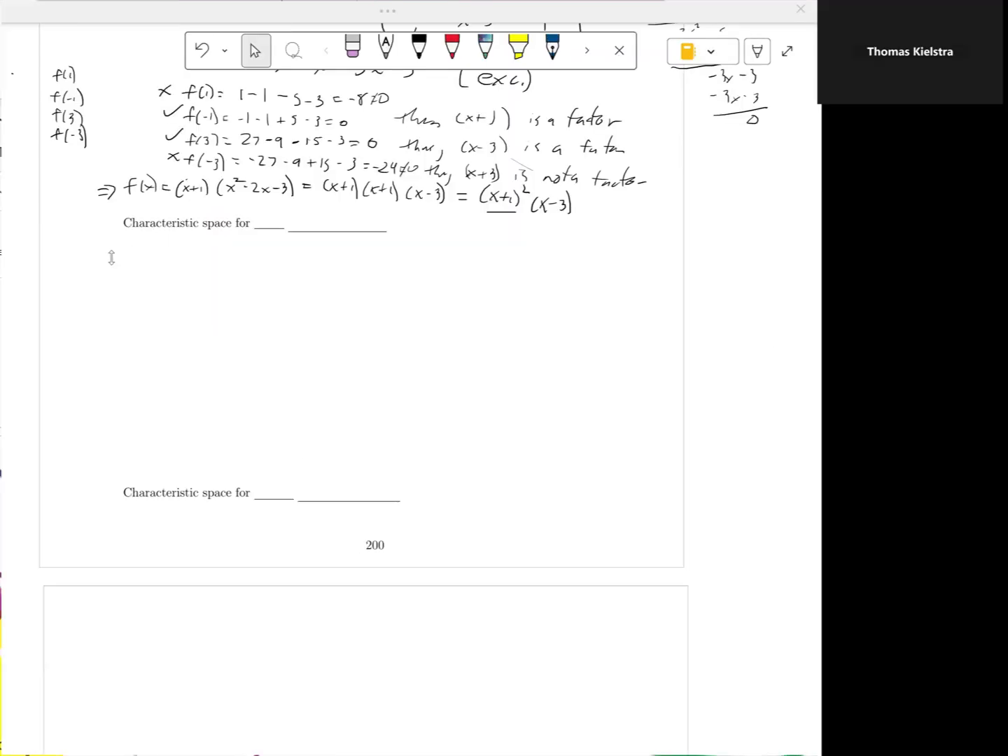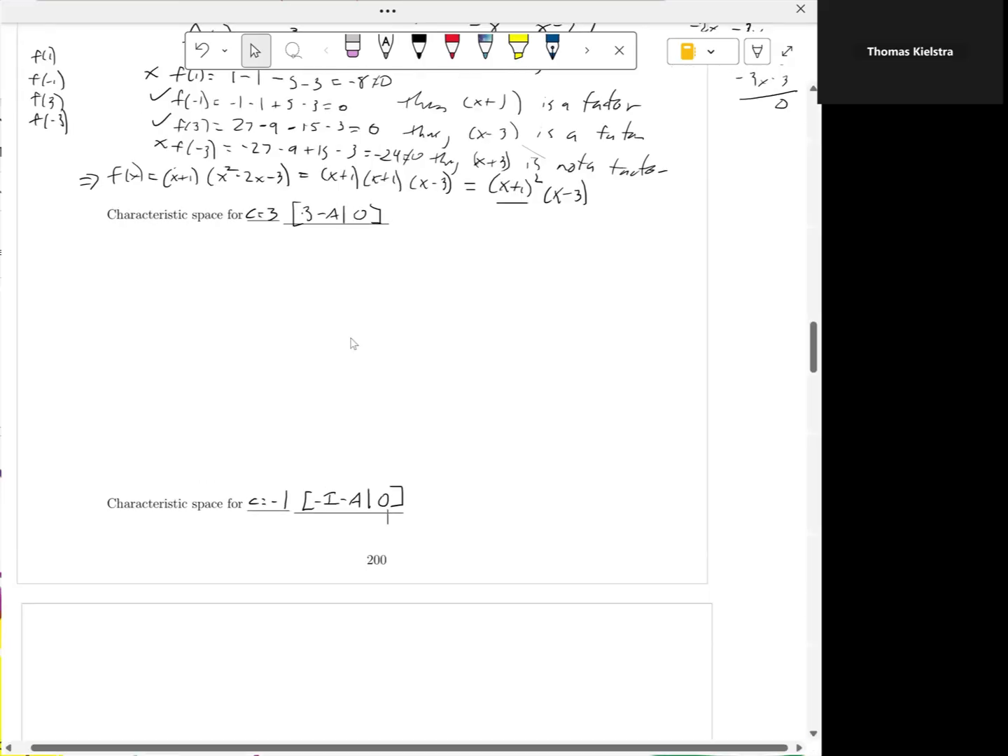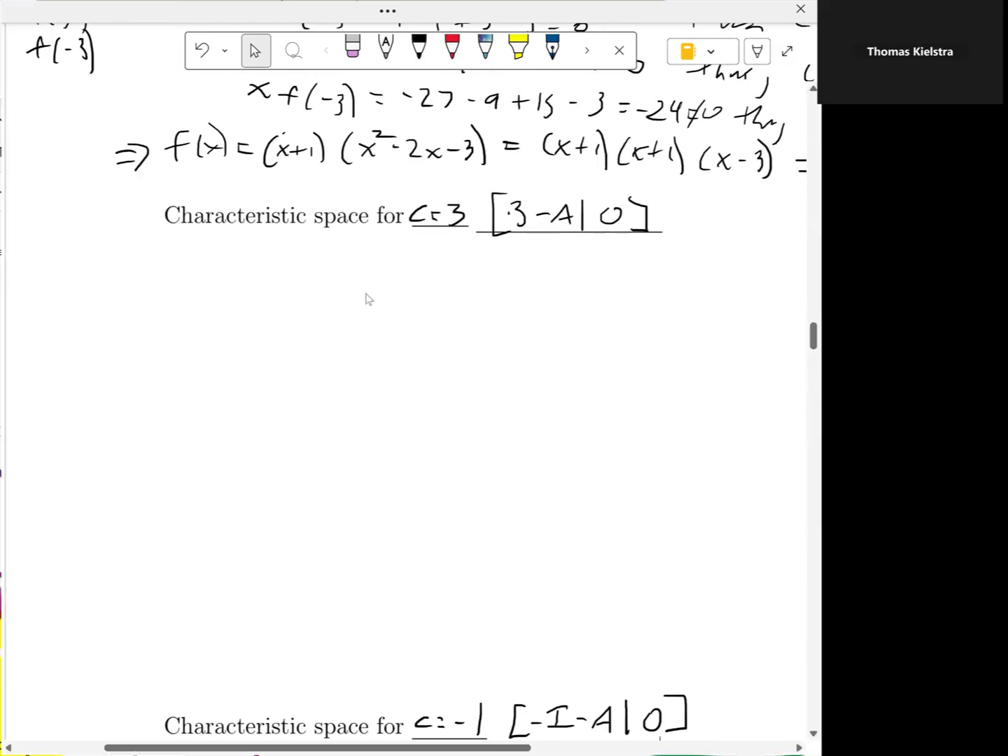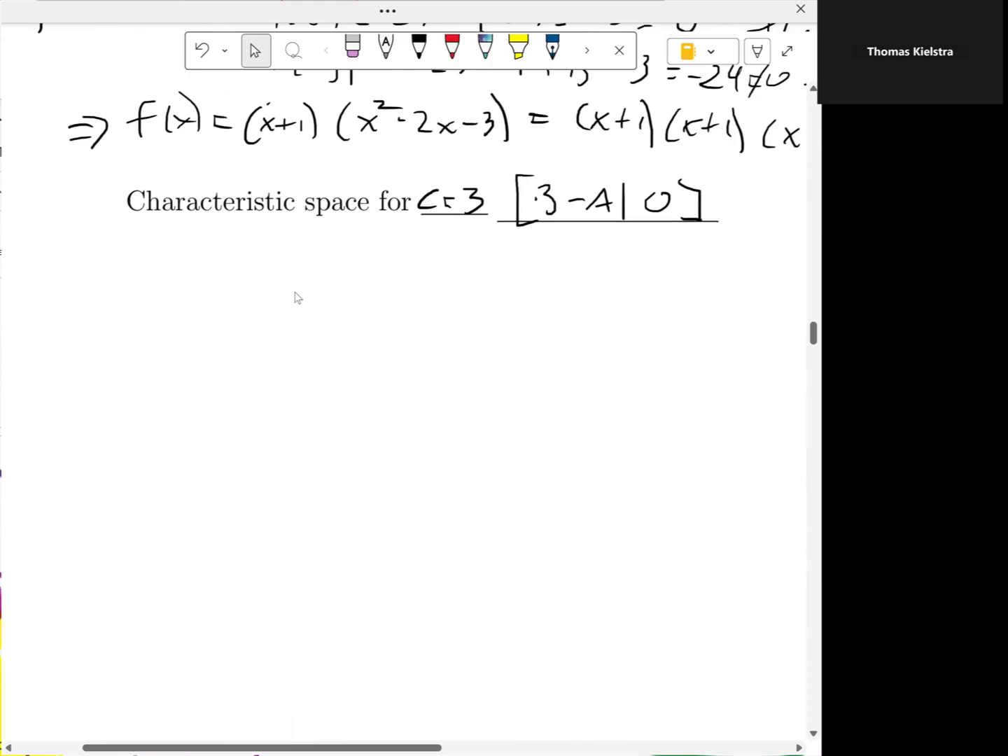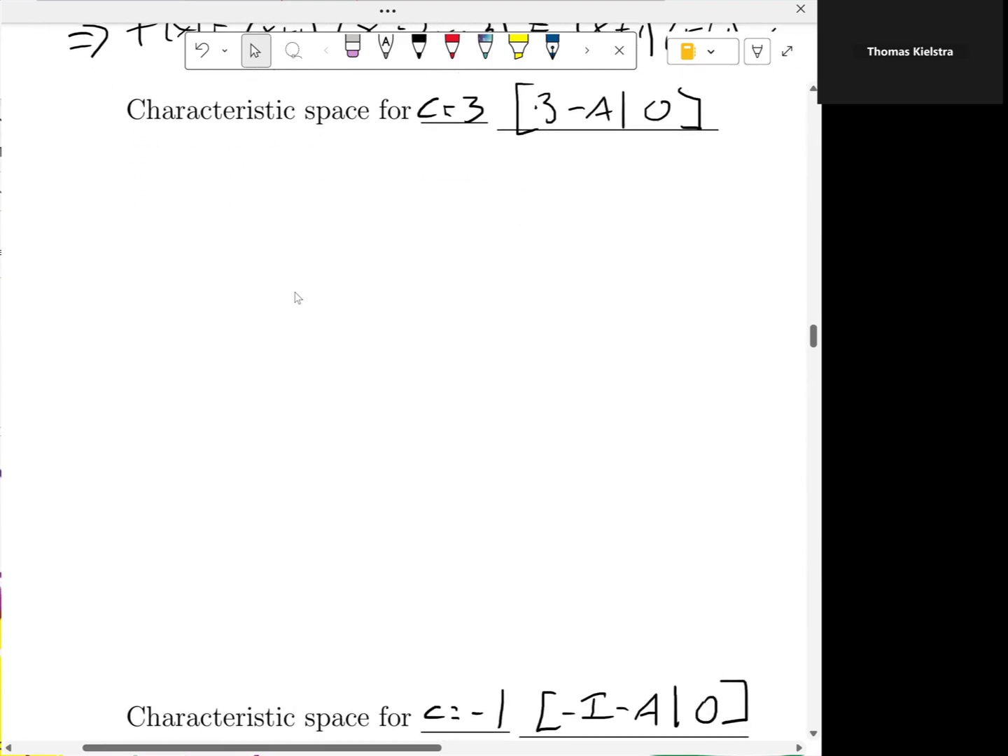We're now going to solve for the characteristic spaces for c equaling 3 and c equaling minus 1. To do this, we're going to solve for the solution space to the homogeneous system of equations, 3I minus A with 0, and minus I minus A with 0. Now we're going to zoom in to help give us some space. Once we solve for that solution space, we'll talk about how we can take a basis for the solution space and create a basis for the characteristic space.